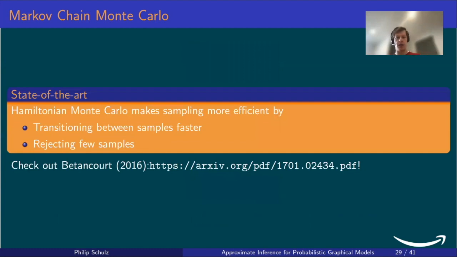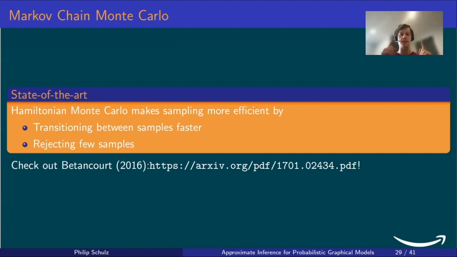So now let us look at a state-of-the-art method for Markov chain Monte Carlo. So actually, I presented Metropolis Hastings to you because it's like the classic thing to do. And there's some elements of that you'll even find in Hamiltonian Monte Carlo. But Hamiltonian Monte Carlo really is the state-of-the-art algorithm for sampling. And it makes sampling much, much more efficient by basically allowing for faster and wider transitions between samples. So two things. The algorithm is going to be faster as such. Why is it faster? Because it basically makes bigger jumps.